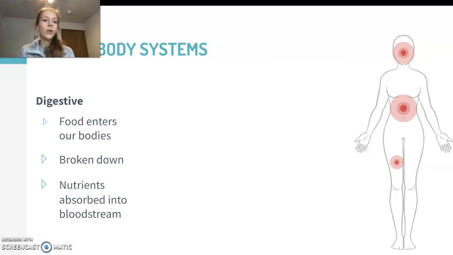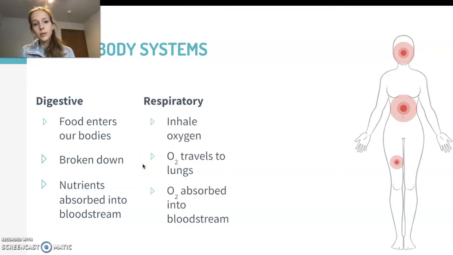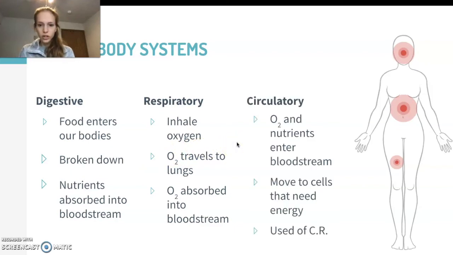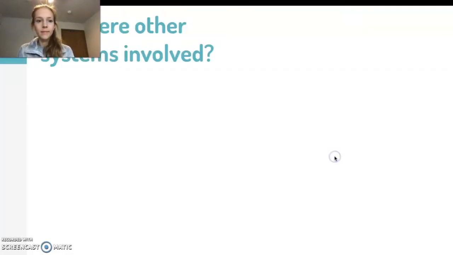So in recap, we've got our digestive system, where we break down foods and absorb nutrients into the bloodstream. We've got our respiratory system, where we inhale oxygen. The oxygen travels to our lungs and is absorbed into our bloodstream. And remember, that's also the system that takes away the waste product, carbon dioxide. And then we've got our circulatory system. And this is how these important molecules like glucose and oxygen get around the body in order to be at the mitochondria of cells who need some energy.